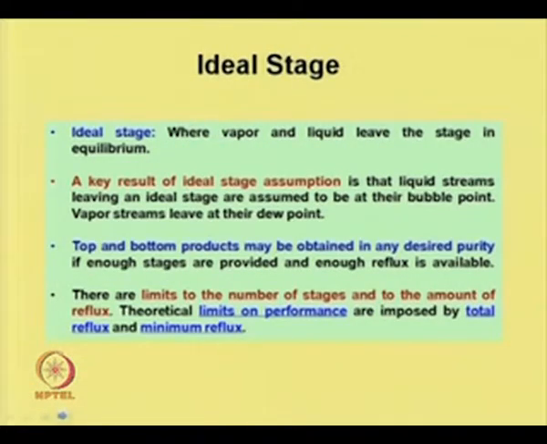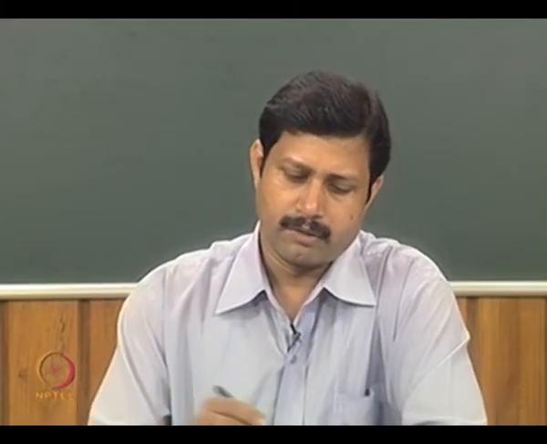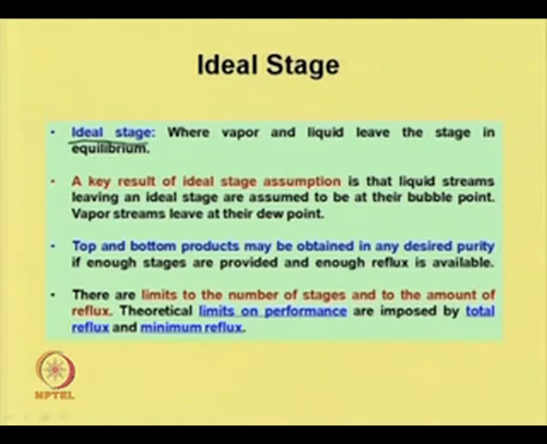Now, ideal stage. What is an ideal stage? If the vapor and liquid leaving a particular stage are in equilibrium, then we call it an equilibrium stage or ideal stage. An important result of the ideal stage assumption is that the liquid streams leaving an ideal stage are assumed to be at their bubble point and vapor streams leave at their dew point. These are the important assumptions if we assume a stage is ideal.